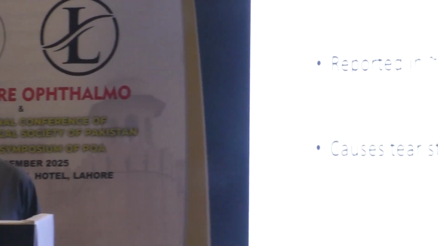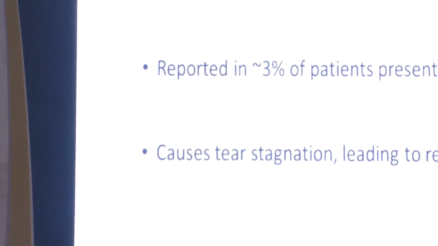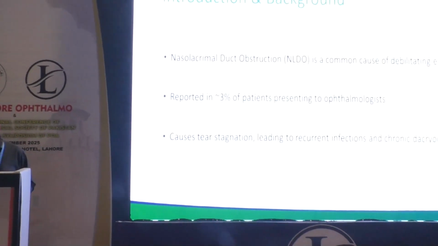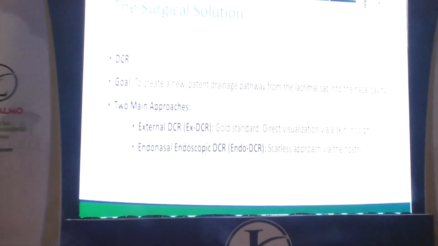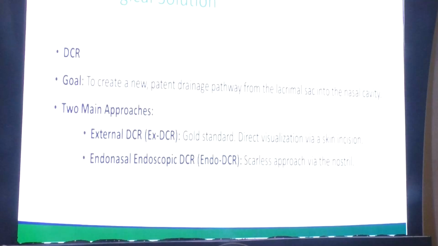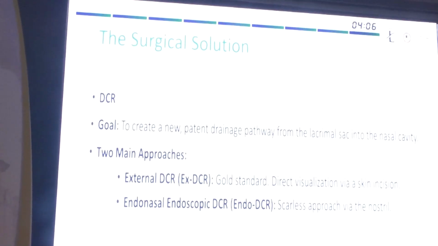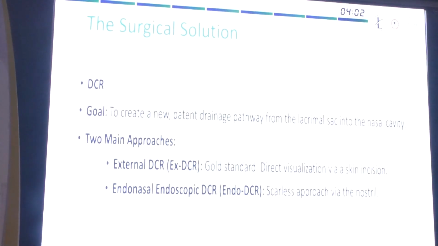Nasolacrimal duct obstruction is a common cause of debilitating epiphora. More or less 3% of patients presenting to ophthalmologists have this complaint. This causes tear stagnation, leading to recurrent infections and acute and chronic dacryocystitis. The surgical solution is DCR. The goal is to create a patent drainage pathway from the lacrimal sac into the nasal cavity.